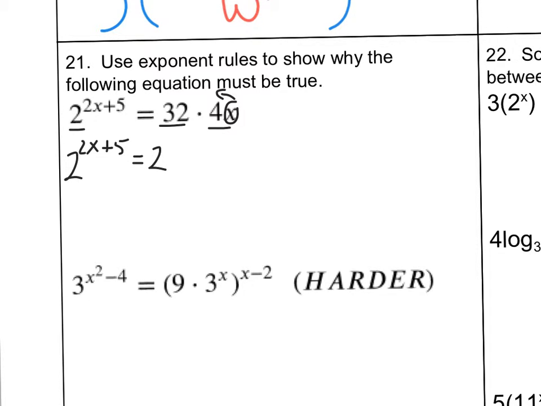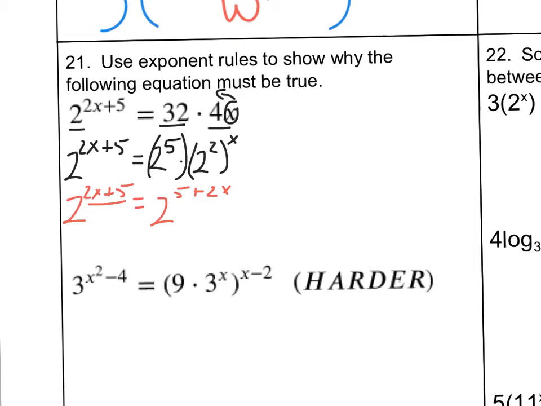32 is 2 to the 5th. And 4 would be 2 squared, and that would also be to the x power. I know that if I'm multiplying two things that have the same base, I'm going to add those exponents. That would give me 2 to the 5 plus 2x. And now I see these things have the same power.